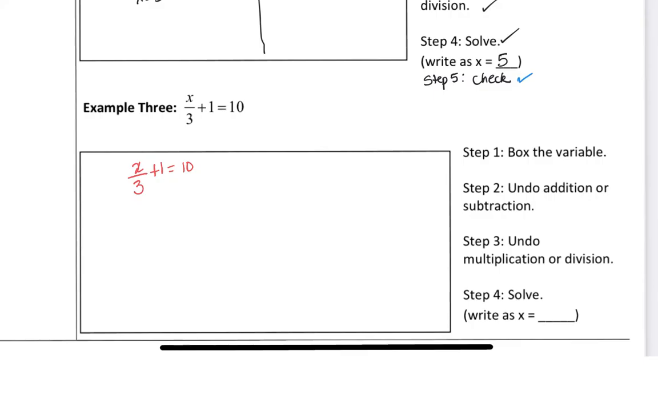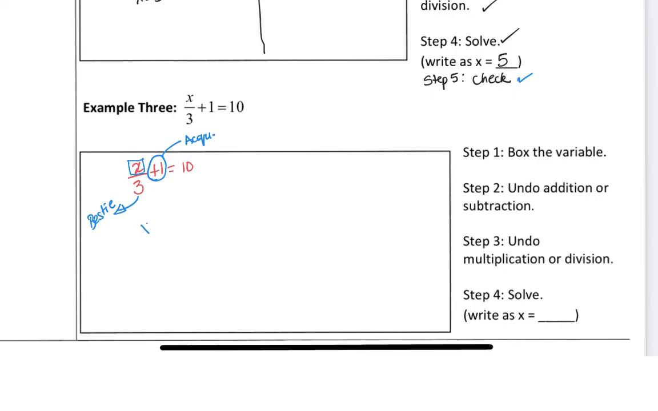I'm going to box my variable. So here's my variable getting boxed. And I'm going to get rid of the acquaintance first. So anything being multiplied or divided by the variable is the bestie. Anything that is being added or subtracted is the acquaintance. So that's the part I need to get rid of first. So that's the acquaintance. And then this was the bestie. So I'm going to get rid of the acquaintance first.